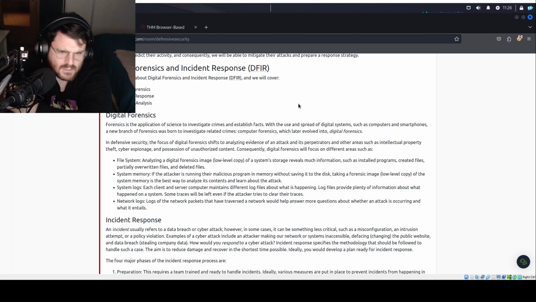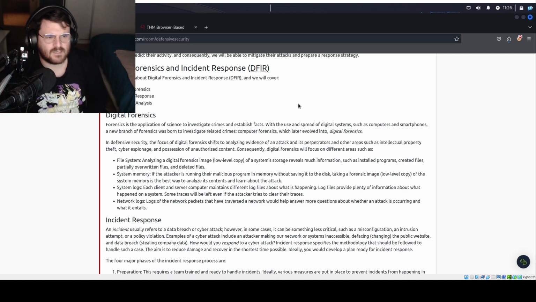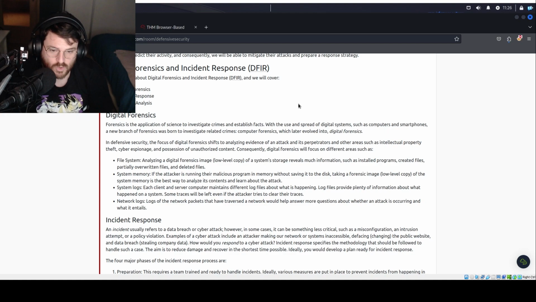System memory. If the attacker is running their malicious program in memory without saving it to the disk, taking a forensics image, a low-level copy of the system memory, is the best way to analyze its contents and learn about the attack. We will do that in some rooms on TryHackMe.